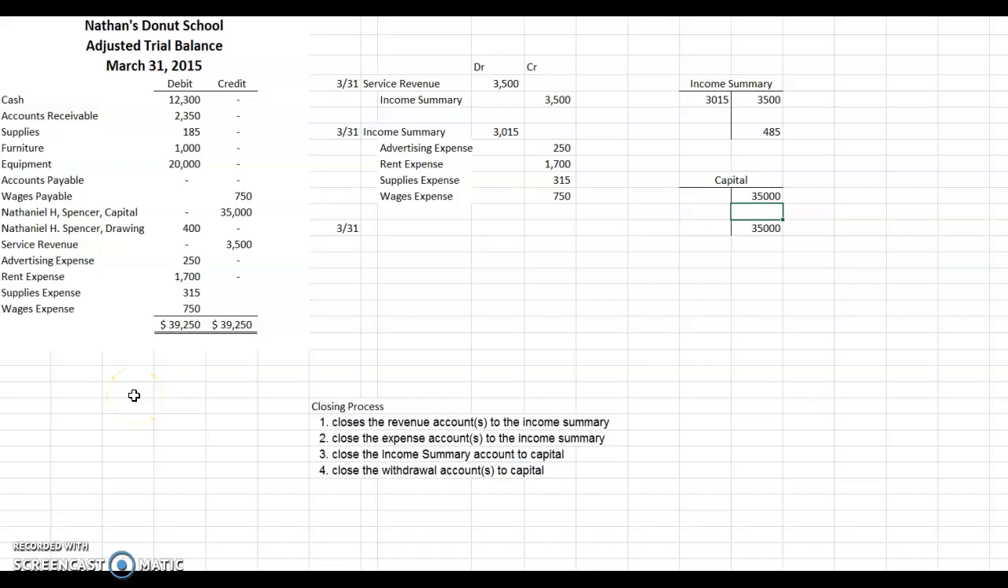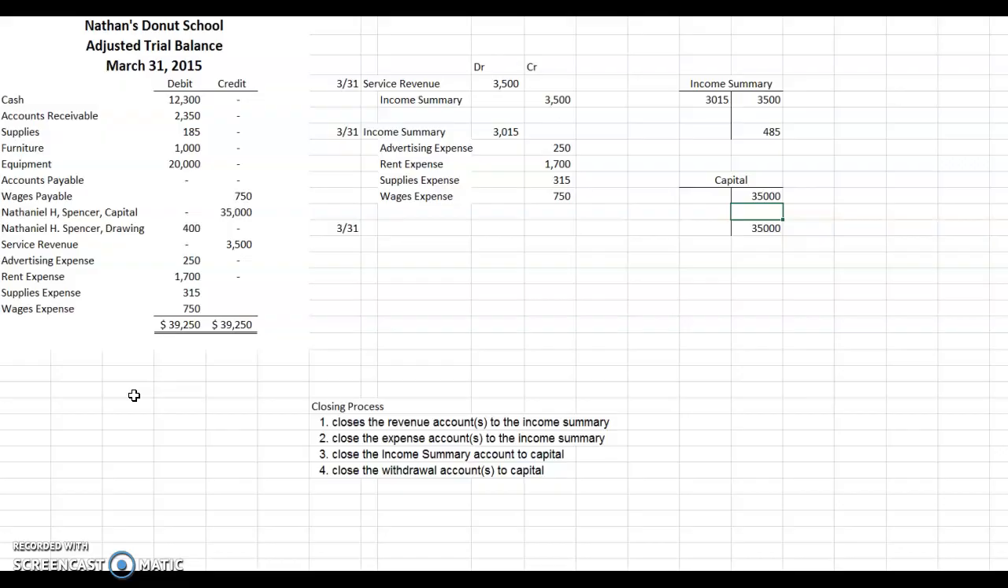Now that we have completed our financial statements, we're going to move on to our closing entries. We close our temporary accounts at the end of every accounting cycle to reset our revenues and expense accounts.